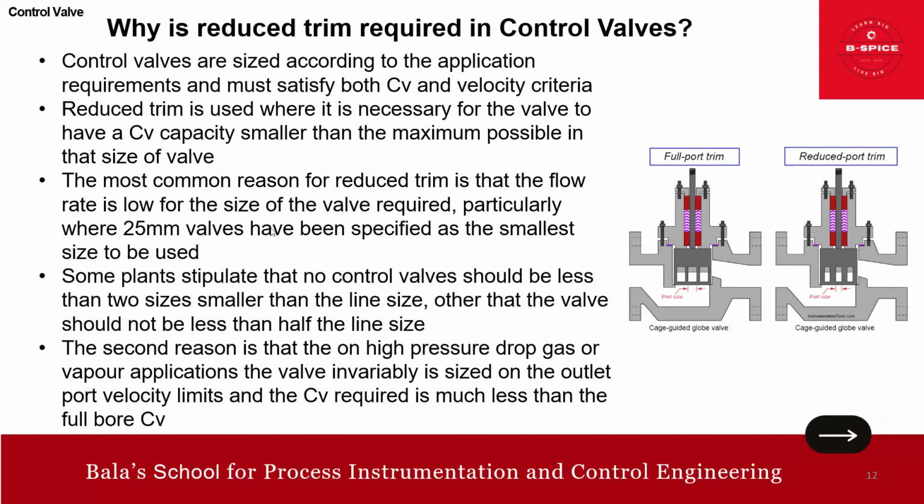To explain further, the most common reason for reduced trim is that the flow rate is low for the size of the valve required, particularly where a 25 mm, 1 inch valve has been specified as the smaller size to be used. Some plants stipulate that no control valve should be less than 2 sizes smaller than the line size. We call it one size, right? For example, if the line size is 4 inch, then we should have a 2 inch valve. Other plants say the valve should not be less than half the line size.